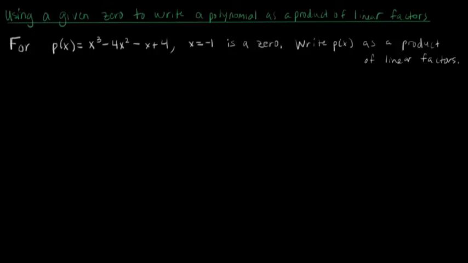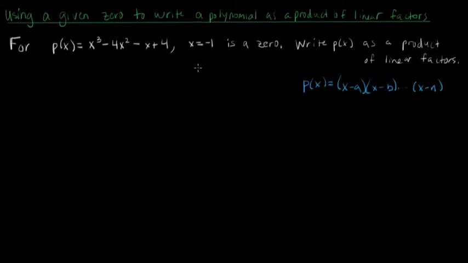In this video, I want to talk about how to use a given zero to write a polynomial as a product of linear factors. We've talked before about how all polynomials can be written as the product of factors, right? Like p of x can always be written as x minus a times x minus b, and so on, times x minus n, whatever the factors are.